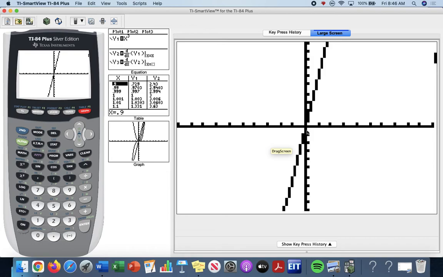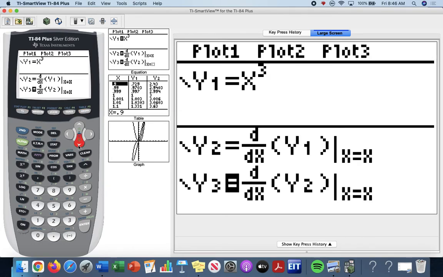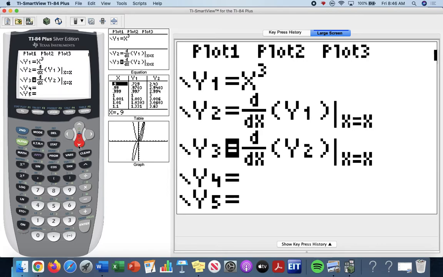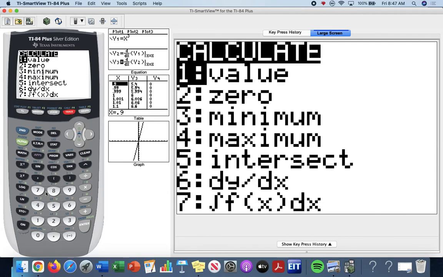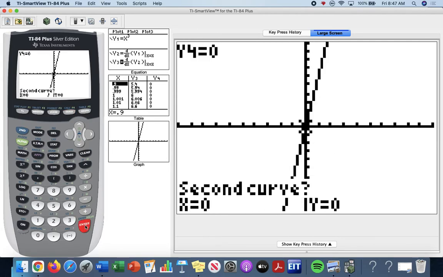Now it looks like it crosses exactly at x equals 0, but let's do the intersection just to make sure, because as we get into more complicated functions, they're sometimes not going to be at nice numbers. So I'm going to plug in 0 for y4, go back to the graph, and use the intersect feature, number 5, enter, enter, enter, and it is exactly x equals 0 as we expected. Okay, so this is my second derivative graph.